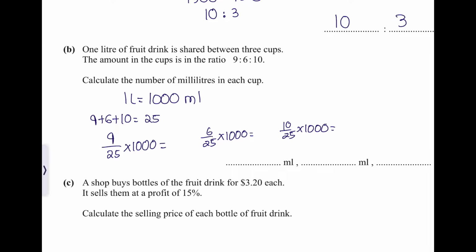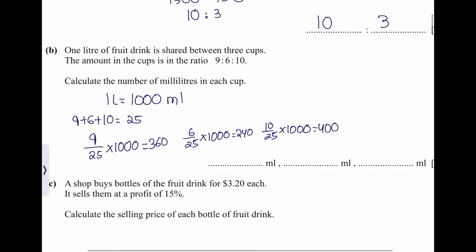When you do this, 9 over 25 into 1000 gives you 360. So that's going to be one of our values, 360. 6 over 25 is going to be 240 and 10 over 25 is going to be 400. I'm going to write the values in the exact same order: 360 ml for 9, 240 ml for 6, and 10 is 400 ml. When you add all of them up, 400 plus 240 plus 360 is 1000 ml. So the answer is correct.